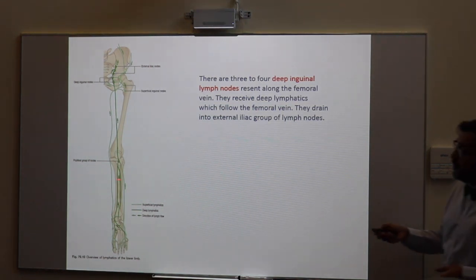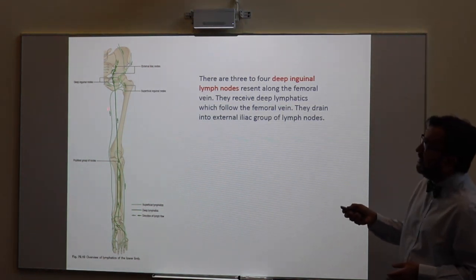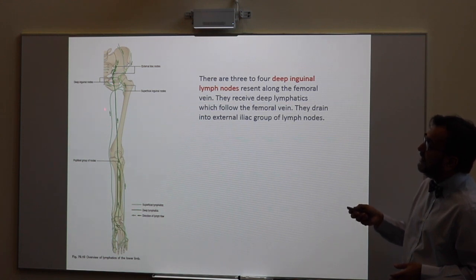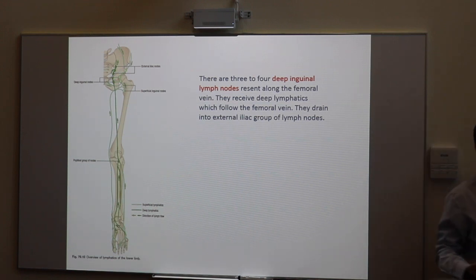This is again showing you the dark green is the deep lymphatics, and the light green is the superficial lymphatics. Both the deep inguinal group of lymph nodes and the superficial inguinal group of lymph nodes are going to drain ultimately to the external iliac group of lymph nodes.